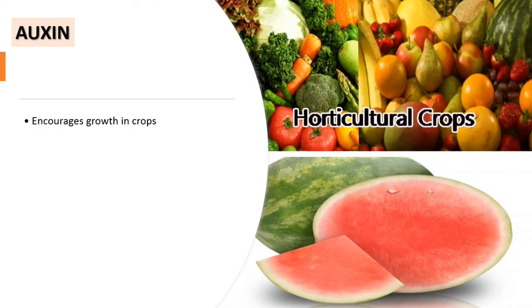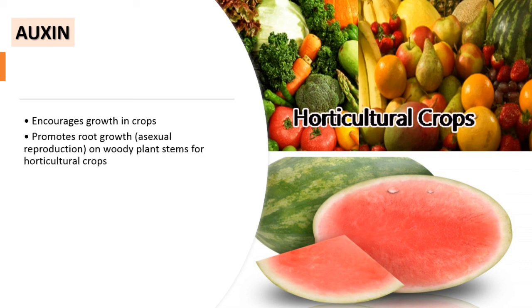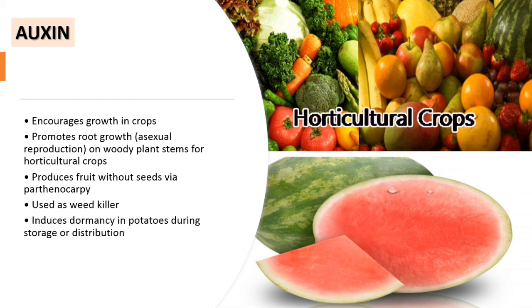Auxin encourages growth in crop production, root growth in woody plant stems for horticultural crops, or produces fruit without seed via parthenocarpy. This is how seedless fruit is produced: through parthenocarpy, we use an auxin spray on the unfertilized flower, and the flower will develop into seedless fruit. It is used as a weed killer, induces dormancy in potatoes during storage or distribution, or promotes growth of low-lying and large plants.